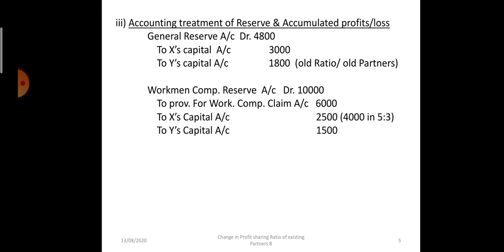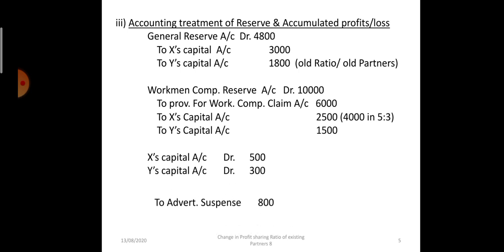Now on the asset side, the advertisement suspense was there. It's a loss, so it will be written off. So X capital account debit, Y capital account debit, in the ratio 5:3. So 800 into 5/8 is 500 rupees. So X capital account debit 500, Y's capital account debit 300 to advertisement suspense 800 rupees. See, these are the three entries regarding the treatment of accumulated profits and reserves.